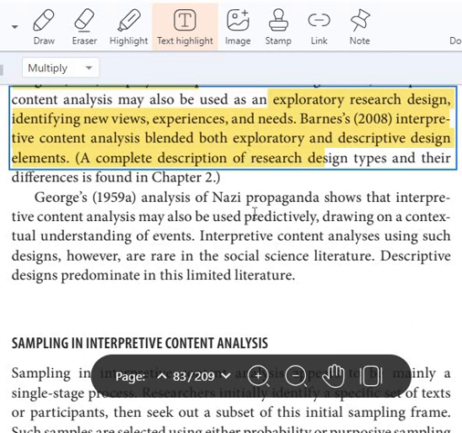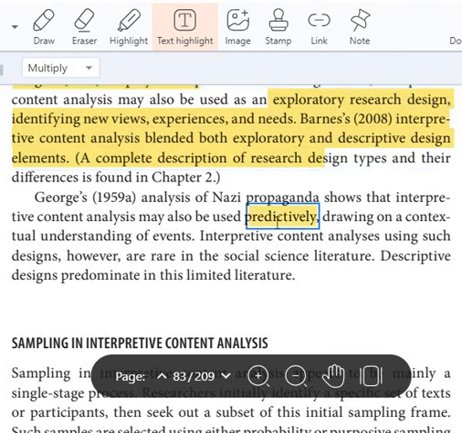And George here, analysis of Nazi propaganda, shows that interpretive content analysis may also be used how? Predictively. That's why we said that it can be used predictively. Okay? Descriptive designs, however, predominate in this limited literature. Okay, so what predominates? The descriptive designs.